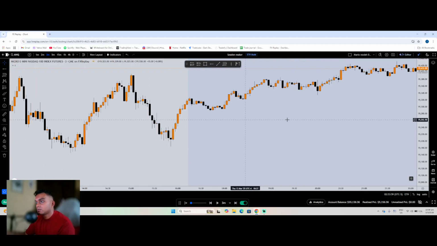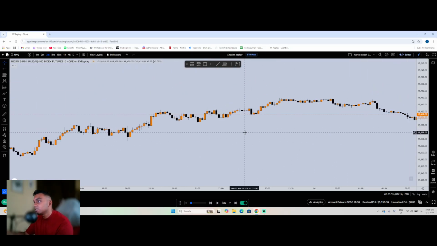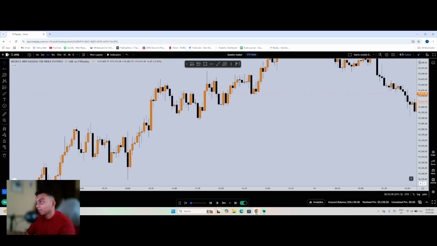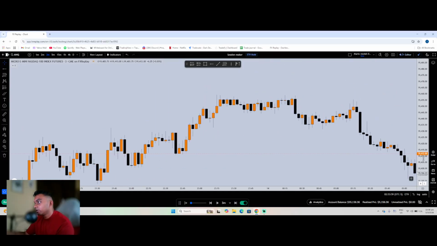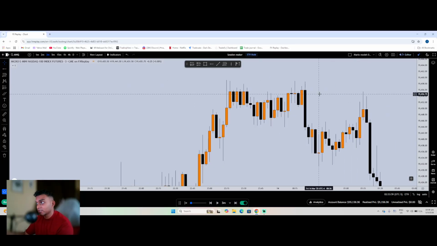Right. Wait, did I just show you a top side? Oh yeah, I just showed you a buy CISD. Let me show you a sell CISD. Right. So yeah, I think this would be the best example because this is the most atrocious price action.